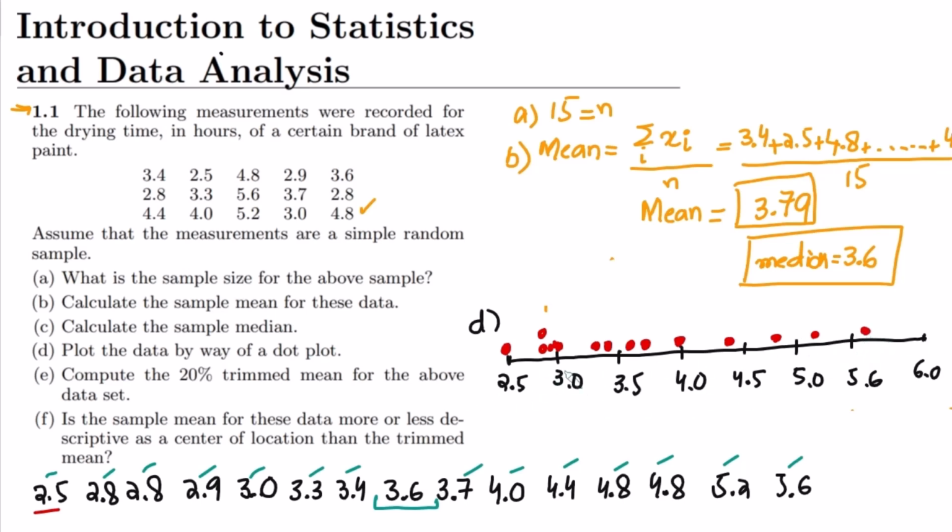So this is the plot of our data, and we can see that this is almost uniformly distributed. All the data points are uniformly distributed here. This is the answer of part D.